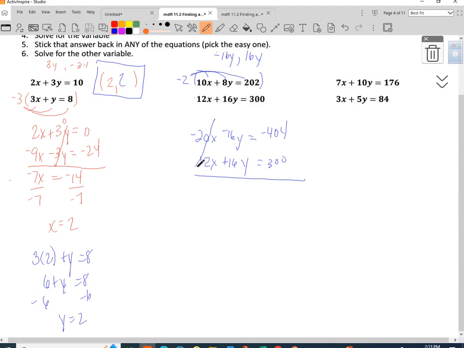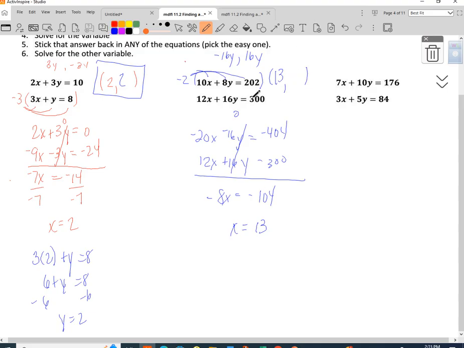And solving for not x, but solving for y. Negative 20x plus 12x, negative 8x. Those are eliminated. Equals negative 104. Negative 104 divided by negative 8 would give me positive 13. So now I know I have one solution. If I can solve for one of the variables, I know there's one solution now. So that is my x-coordinate.